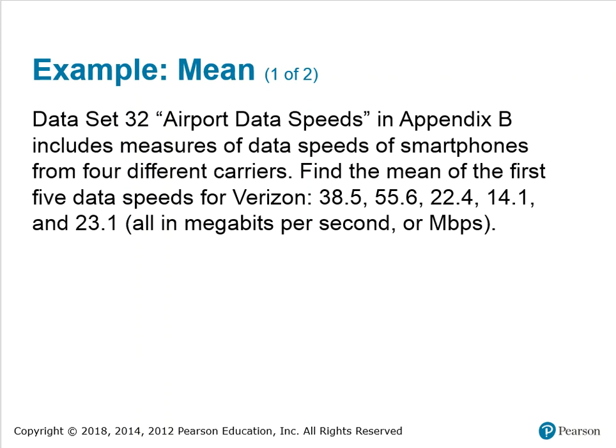So here's our first example. We have some data speeds measured from smartphones from 4 different carriers. We're going to find the mean of the first 5 data values. So based on our formula, which said to sum our x's and divide by n, we're going to add up the 38.5, 55.6, 22.4, 44.1, and 23.1. So you do that while I do that.